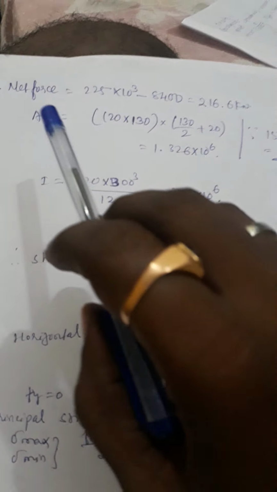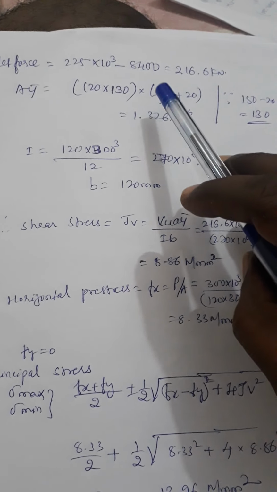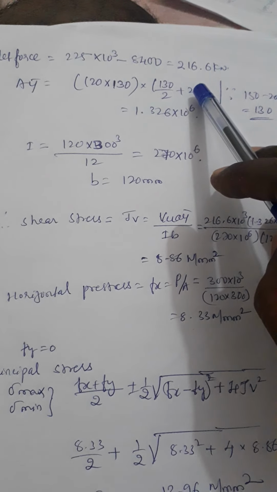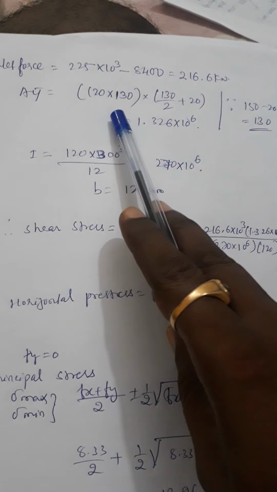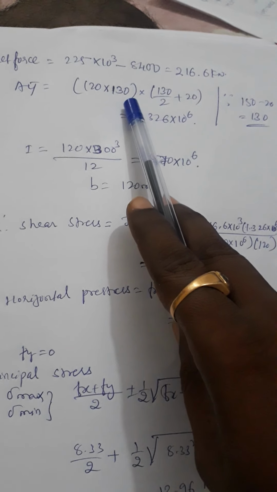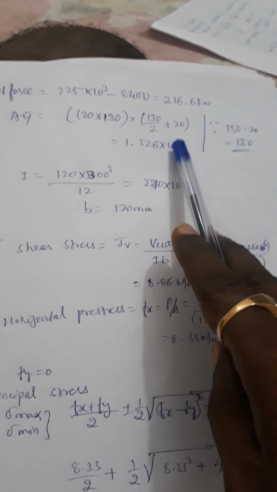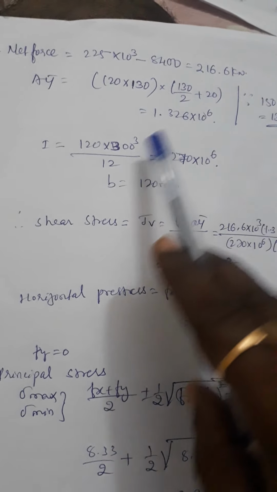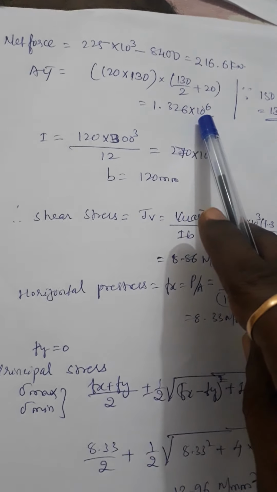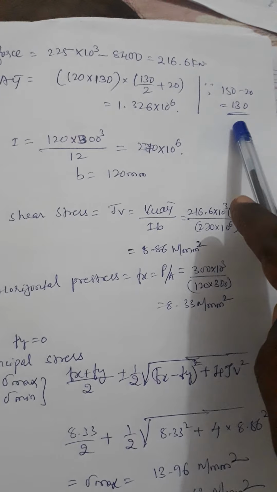So the net shearing force is equal to 225 into 10 raised to 3 minus 8400, that is 216.6 kilonewton. So A into Y bar is equal to area 120 into 130, because 150 minus 20 is 130, into Y bar, which is 130 divided by 2 plus 20. So it comes to about 1.36 into 10 raised to 6. How does 130 come? 150 minus 20, it is 130.